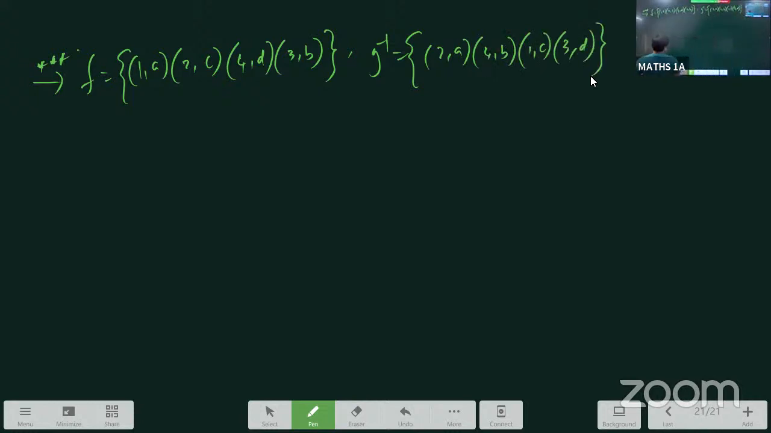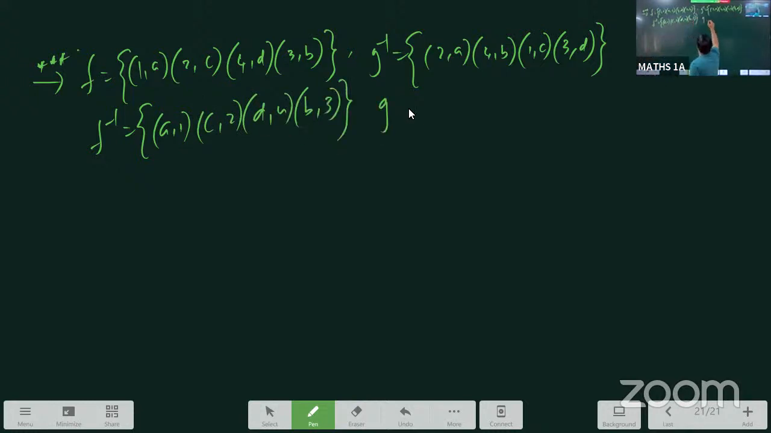Now, see, either F is given, G is given, whatever it is given, I want 4 things: F, G, F inverse, and G inverse. So let us find F inverse first. Inverse means the ordered pairs, like what I said, F is mapping from A to B, F inverse is mapping from B to A. So (A, 1), (C, 2), (D, 4). Reverse the ordered pair, that's all.